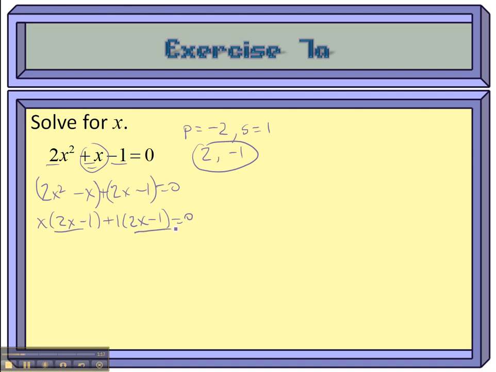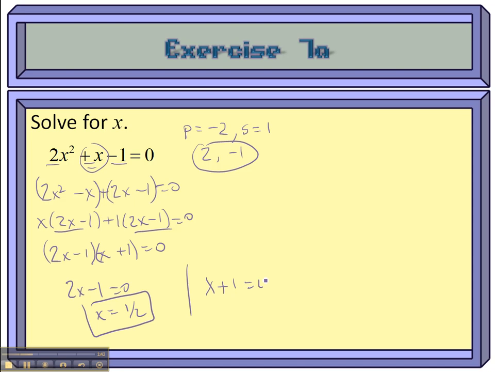Now they have a factor of 2x minus 1. And what's left behind is x plus 1. Set both of these equal to 0. 2x minus 1 equals 0, so x equals 1/2. Or x plus 1 equals 0, so x equals -1. Okay.